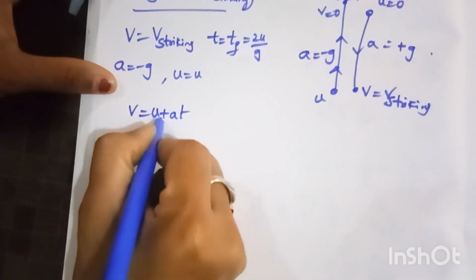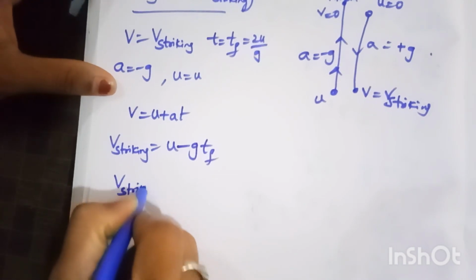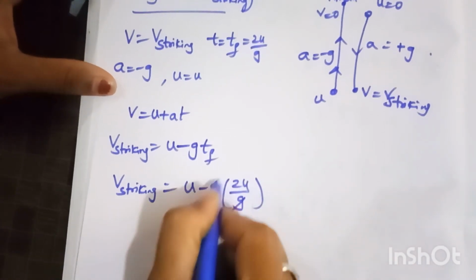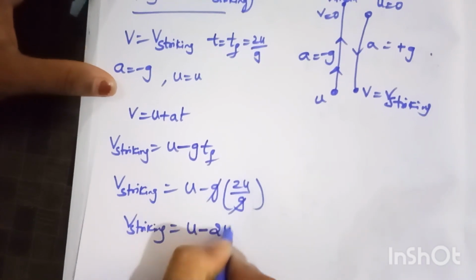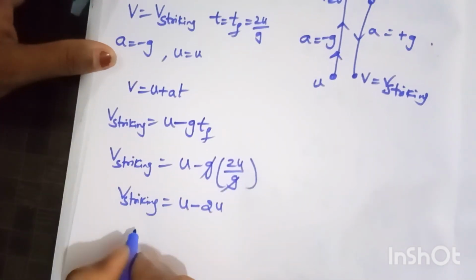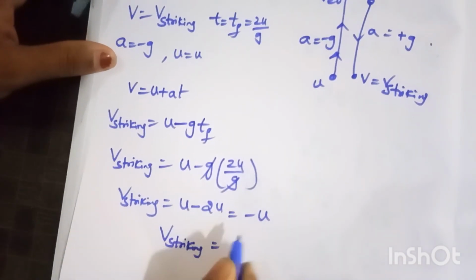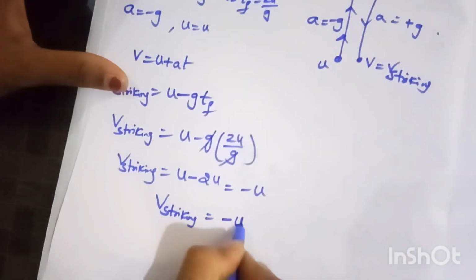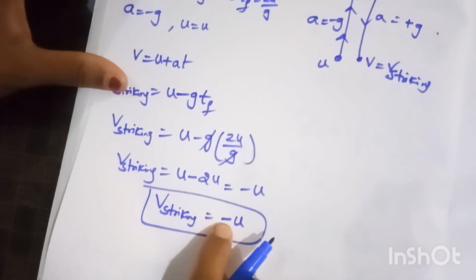Substitute here: a is minus g, t is Tf. V striking is equal to u minus g into Tf, which is 2u by g. g will be cancelled. V striking is equal to u minus 2u, and u minus 2u is minus u. So V striking, the velocity of a body on reaching the point of projection, is equal to minus u. How are they related? They are in opposite direction to each other. The negative sign represents opposite direction.